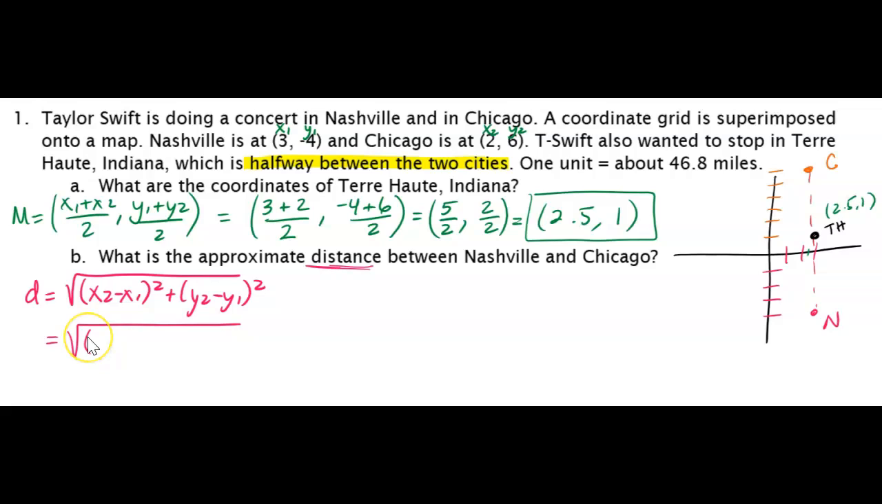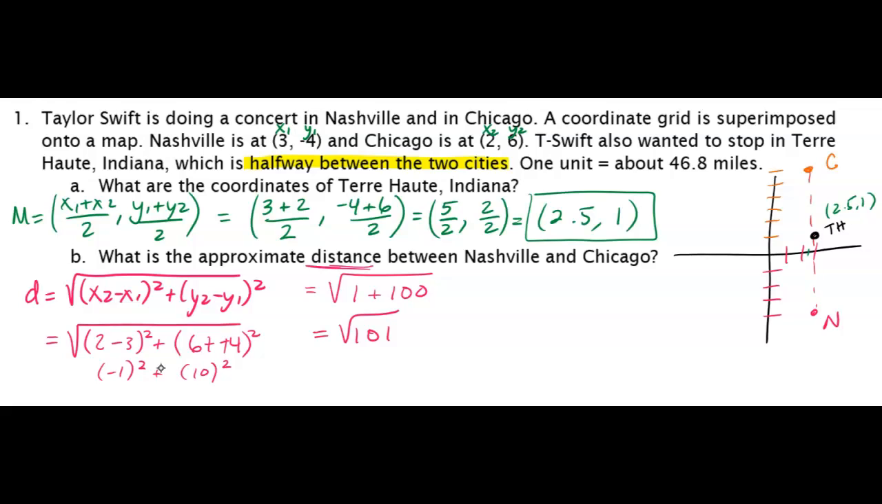So x2 is 2 minus x1, which is 3. And then y2 is 6 minus y1, which is -4. 2 minus 3 is -1. And 6 minus -4 is actually 10, squared. Okay, so what I have here is -1 squared, which is 1. And then plus 10 squared, which is 100. So my distance here is the square root of 101.